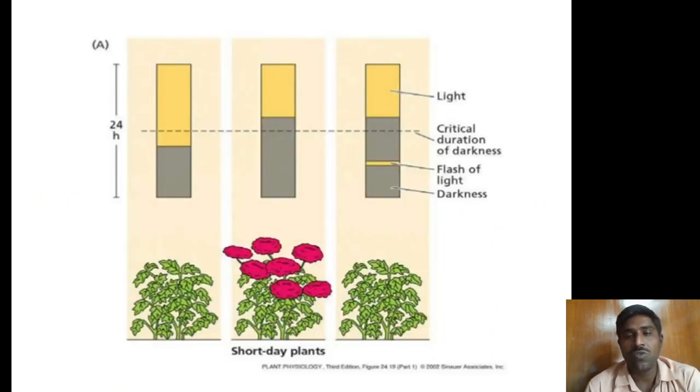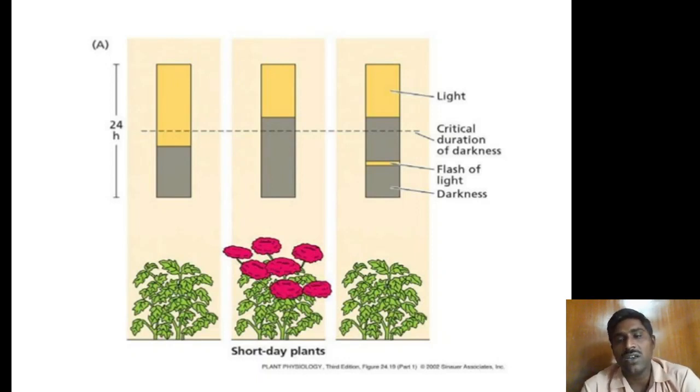Next, we can understand short day plants with this figure. In the first figure, we can see the critical duration of darkness. The dark is shaded, and light is shaded in yellow. When the light phase is longer, the dark phase is shorter. In that first figure, you see the plant has no flowering. In the second figure, the middle one, you see the dark period is more than the critical duration, and the light period is very short. That means short days. Here, the flowering response has been observed in short day plants.